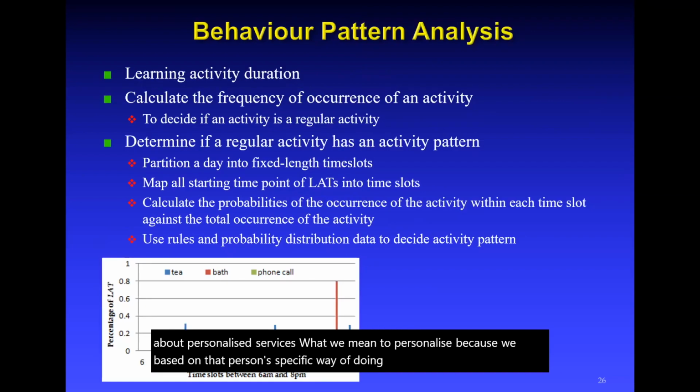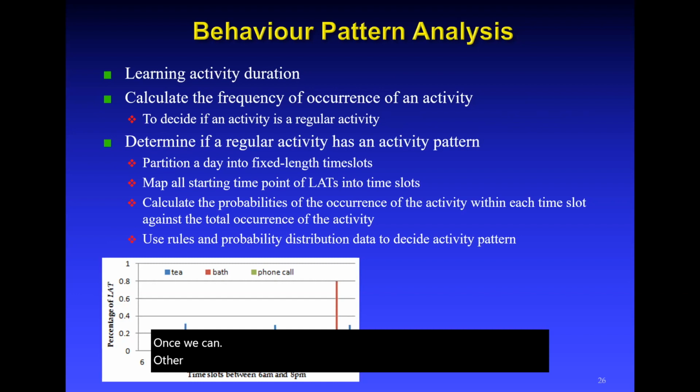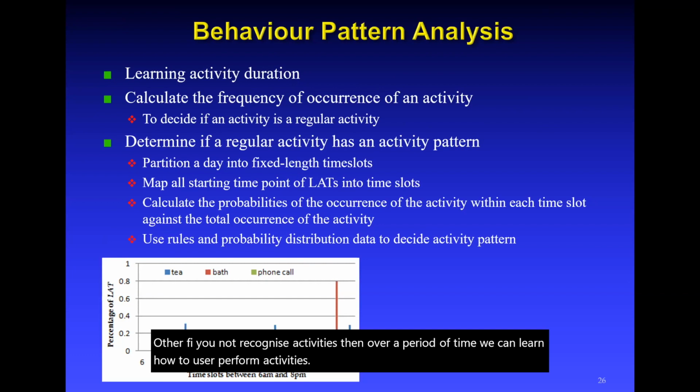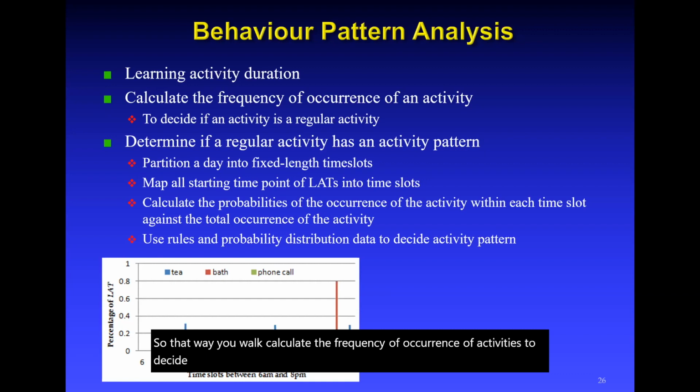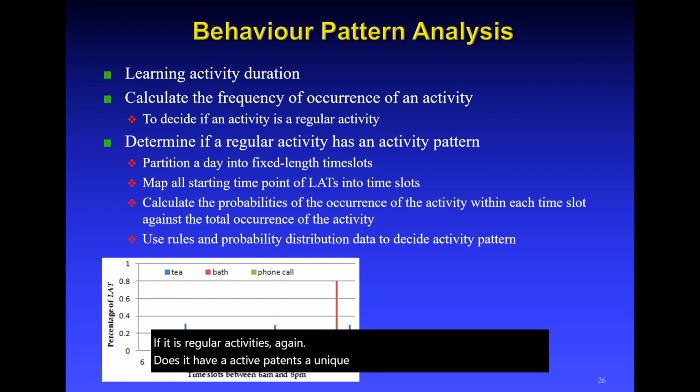Yeah. So after the two, once we can identify and recognize activities, then over a period of time we can learn how the user performs activities. So that will involve calculating the frequency of occurrence of activities, to decide if an activity is a regular activity. And then if it is a regular activity, again, does it have active patterns, a unique way it is performed? So probably I'll not go into details here, just describe it in a smart home context.